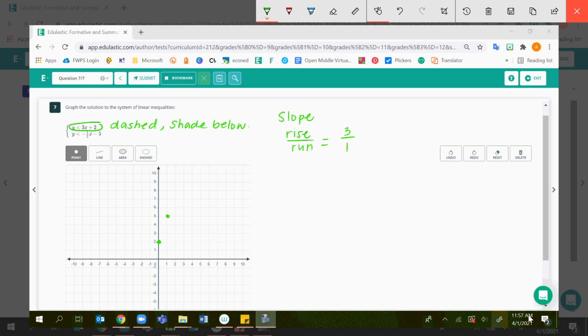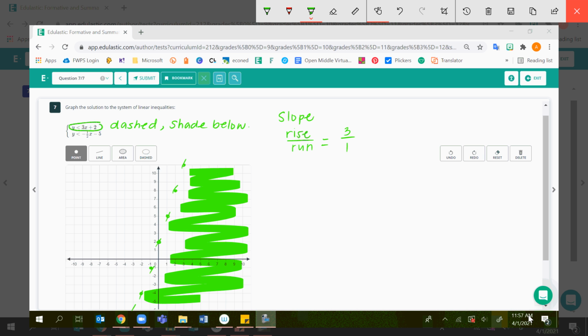I'm going to plot just a few more points so that I have a clearer idea of what my line looks like. Remember that you can also go in the opposite direction of down and to the left, okay? Because two negative directions will make a positive. Okay? So I have this dashed line for my green equation, and I know that I am going to want to shade below. Let us use a highlighter for that one. We are shading below, okay?